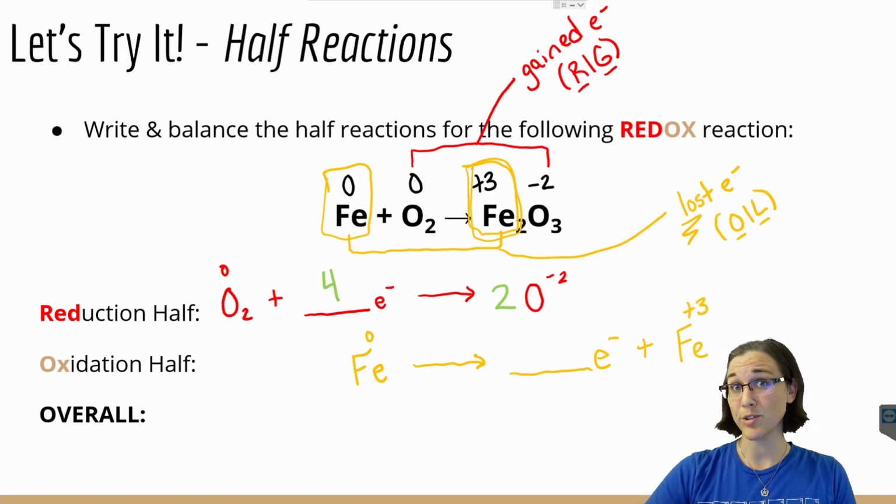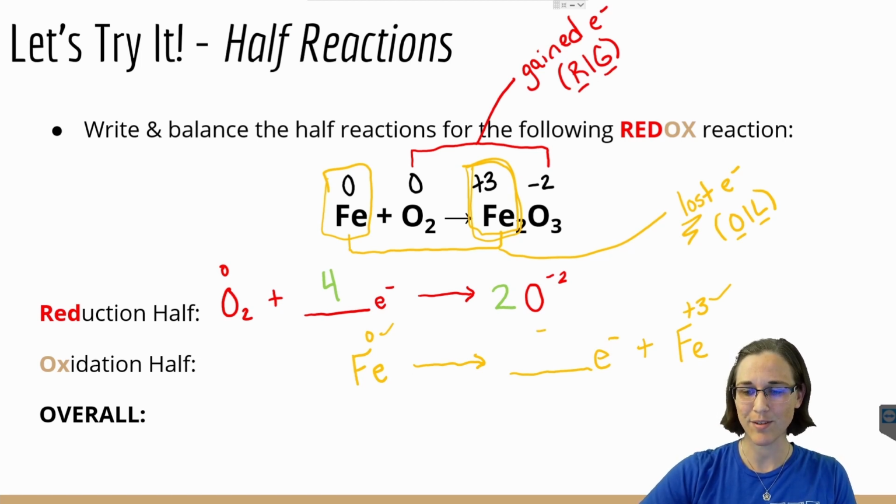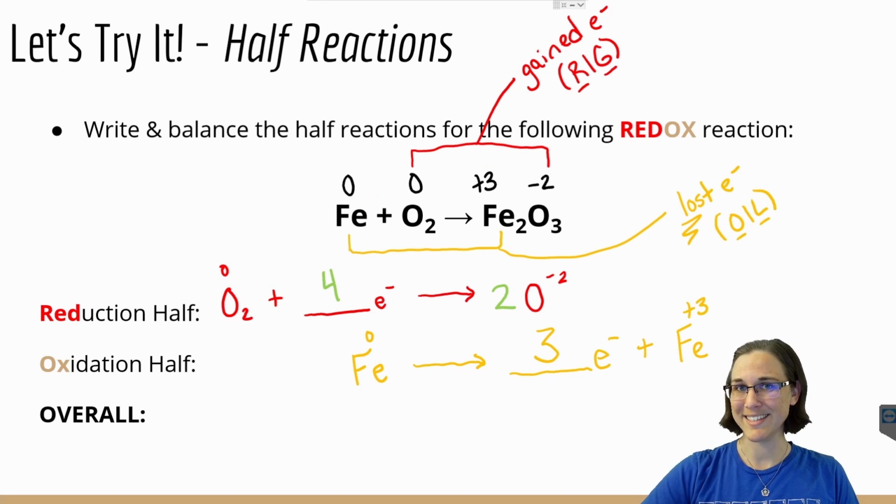This one's a little more straightforward in that we don't have a diatomic or anything like that. So it's just 0 charge going to +3 charge. How many electrons did we have to lose for that to happen? Well, 3 of course.